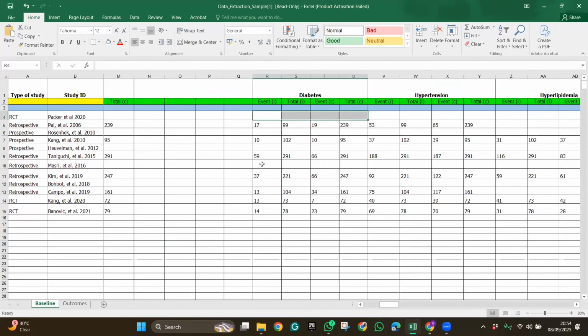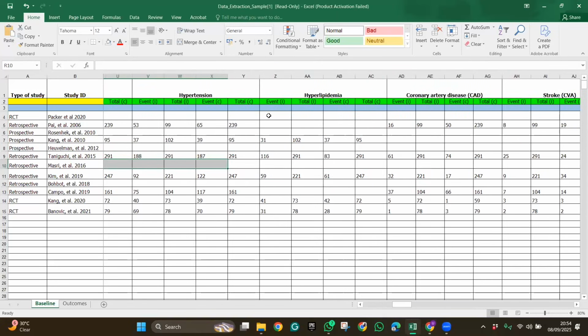Okay. Do you guys notice these empty spaces? These blank spaces. So these blank spaces basically show that this particular characteristic, this particular variable, let's say hyperlipidemia, was not reported by these three studies, right? So what you're going to do is that you're going to leave it blank, and then you're going to write NR. This means not reported. This means that this particular variable was not reported by this study, right? In all these blank spaces, you're going to write NR, okay?